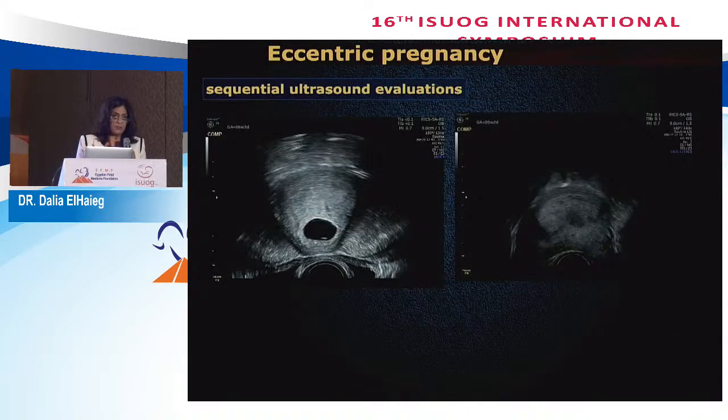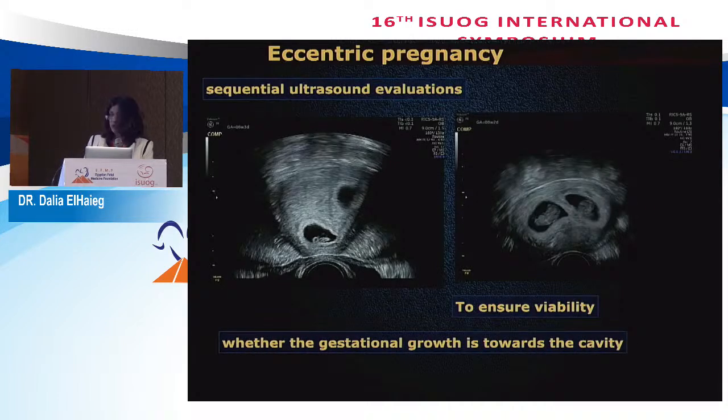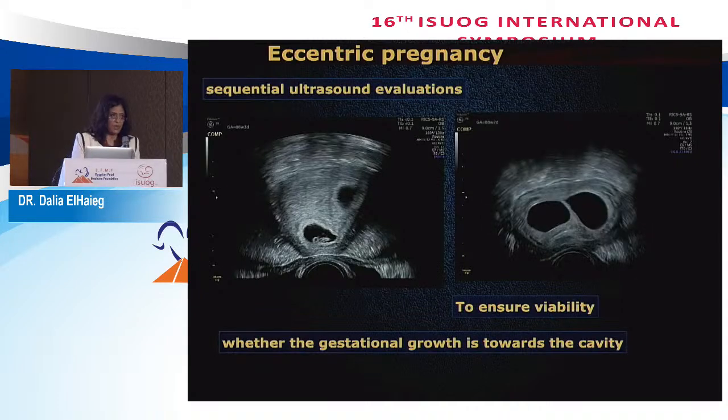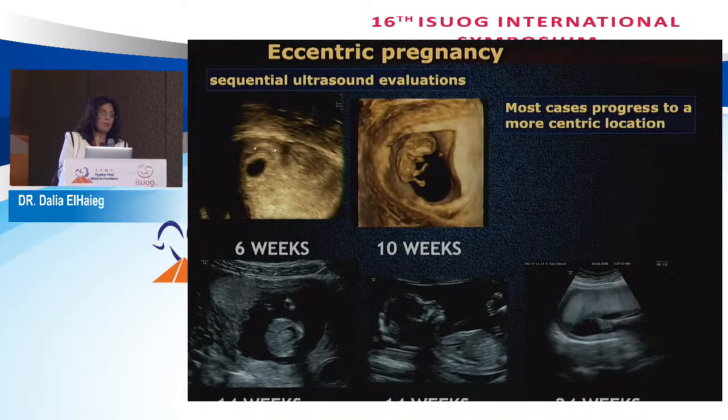Because it was proposed that it is a high-risk pregnancy, it's recommended to do sequential ultrasound to see if it has moved to a more central location, and to ensure continued viability because it has been associated with miscarriage. As you can see, in most cases they move to a more central location, and you see here the placenta already, and the baby moved centrally with a full-term delivery.